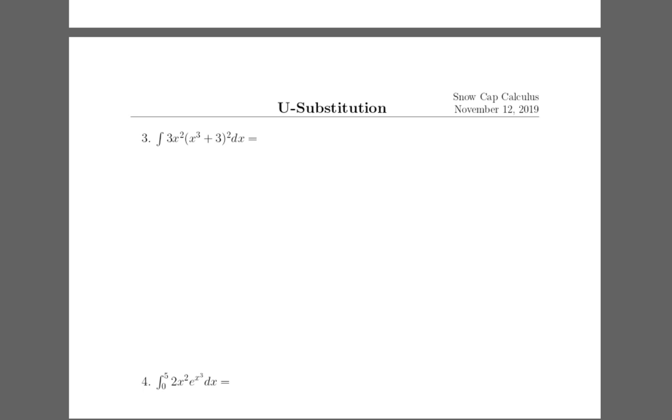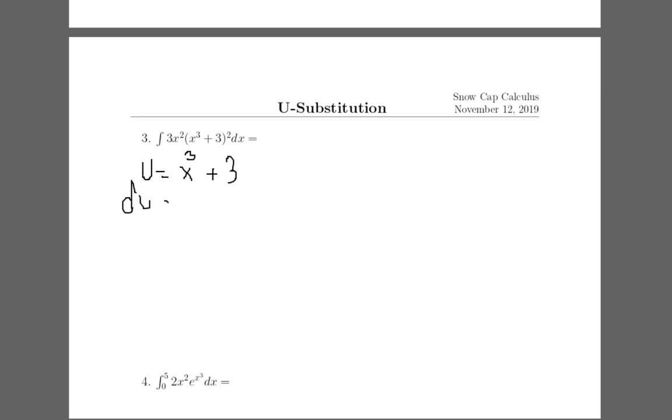All right, we have the integral of 3x squared times quantity x cubed plus 3 quantity squared dx. So generally with these U-substitutions, you want to find the term that has the highest power of x, and you want that to be your u. That way when you take a derivative of that u, you'll be able to cancel out the smaller term in x. So in this case, we choose u as x to the third plus 3.